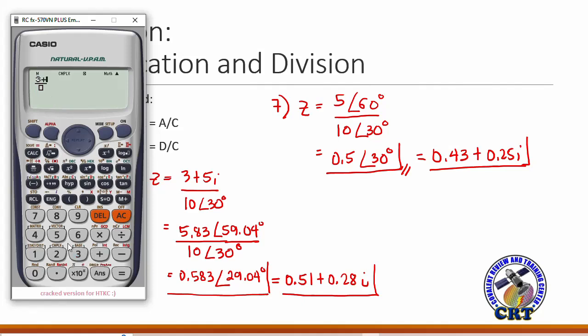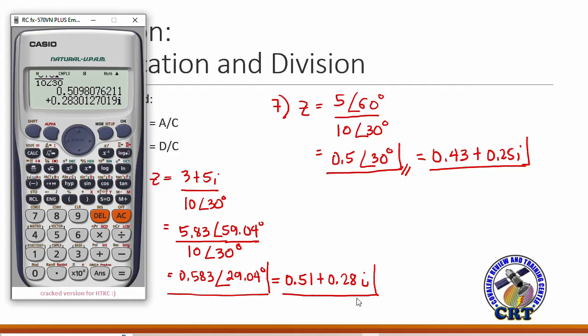Enter 3 plus 5i in the numerator. For the denominator, 10 angle of 30. Then press equal sign. Then press this button to convert the answer in decimal form. So the decimal form is 0.5098 or 0.51. That is also our answer in our conventional method. Plus 0.28301 and so on i, or 0.28i.